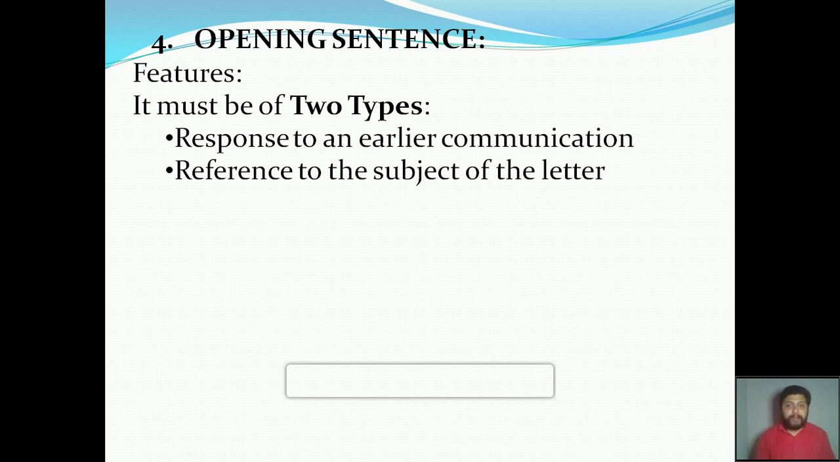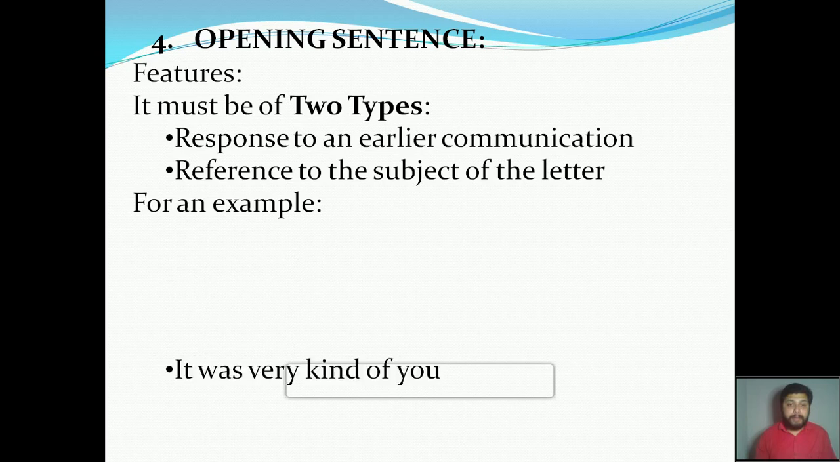Or the second, what is the second one? You are writing a letter to your relative or friend for the first time, and when they write to you, it is their response. So you are beginning a conversation with your friend, parents or relatives. That's what is meant by reference to the subject of the letter.